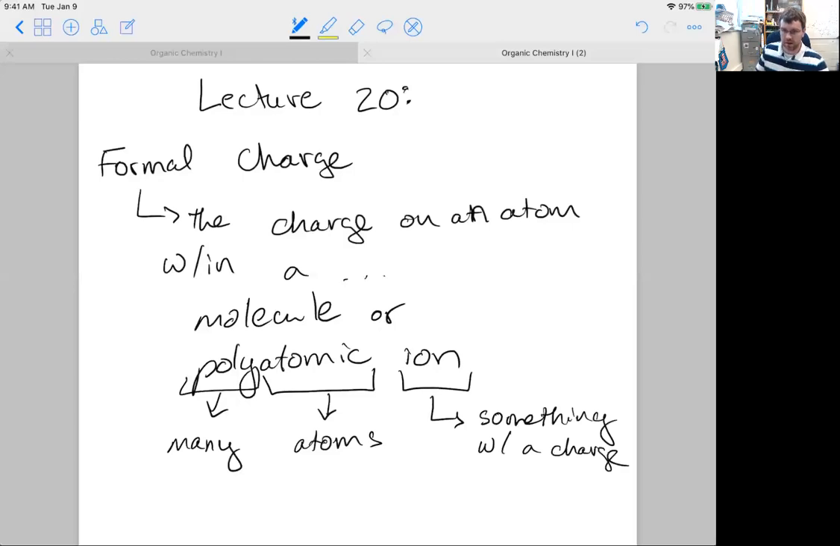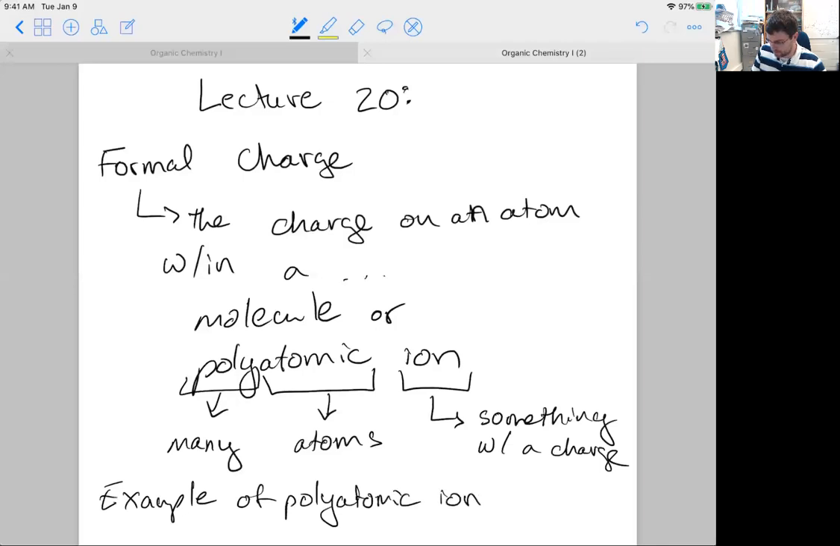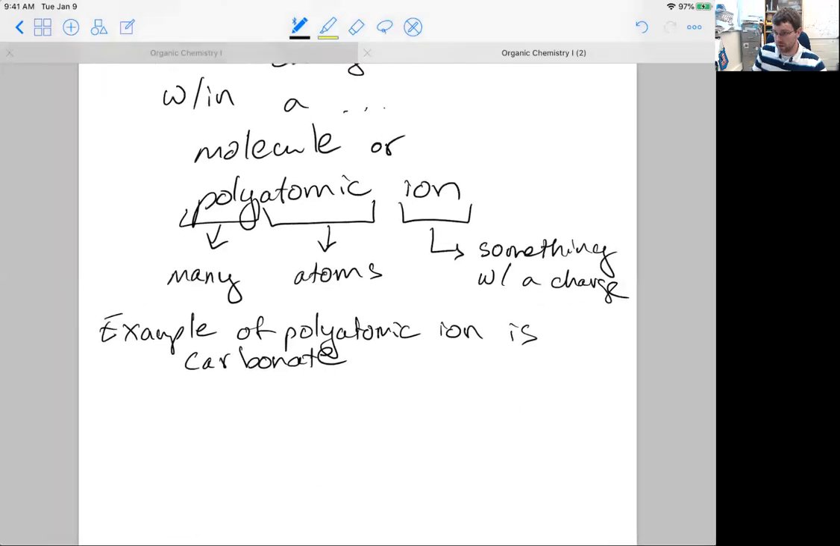Okay, so an example of a polyatomic ion is carbonate. So carbonate is CO3 minus 2. Minus 2 is in a bit of an odd place. The 3 makes sense to us. That's 3 oxygens. The minus 2, it turns out, describes something different about this collection of atoms.